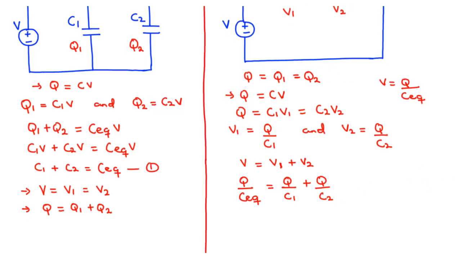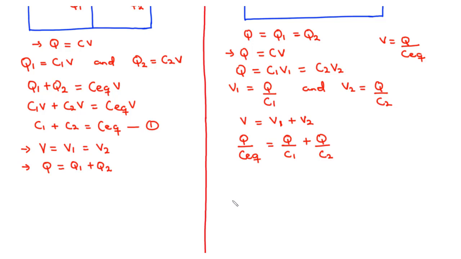Now from here, we can cancel out Q because Q is common to each of the terms, so that we have 1 over C equivalent is equal to 1 over C1 plus 1 over C2. Let's call this equation 2. What this primarily means is that for capacitors in series, the reciprocal of the equivalent capacitance is equal to the sum of the reciprocals of the individual capacitors.